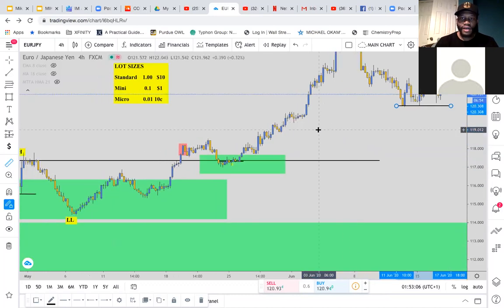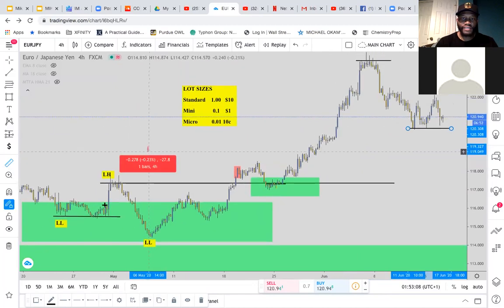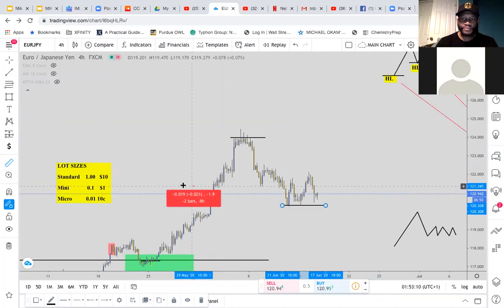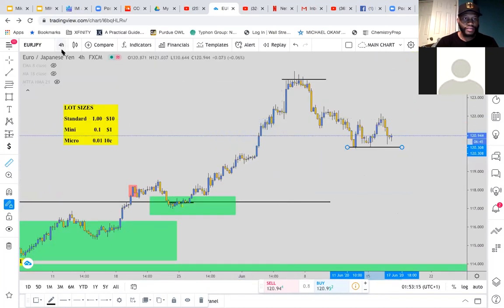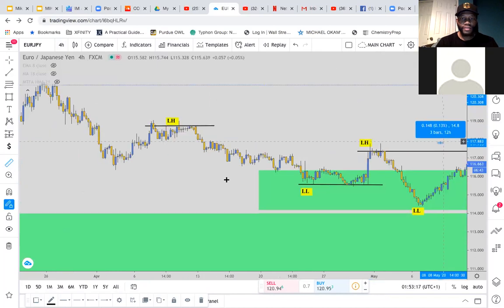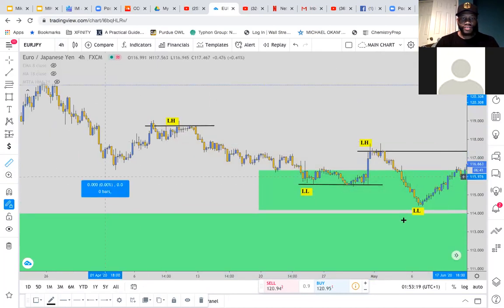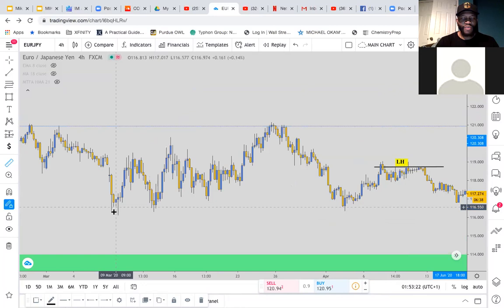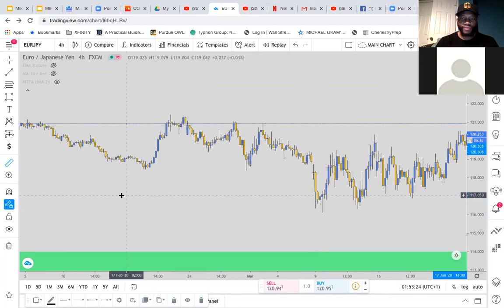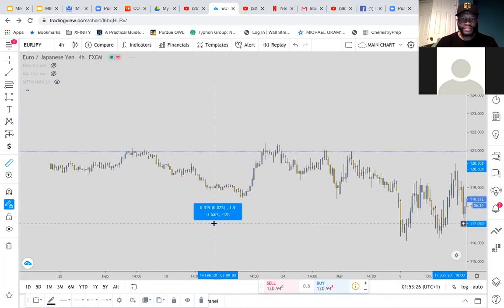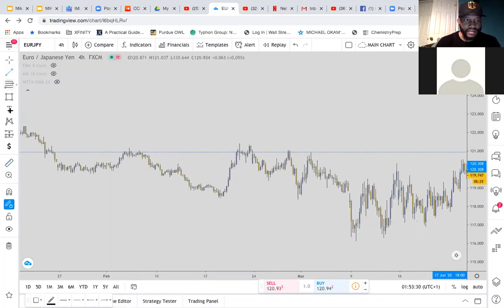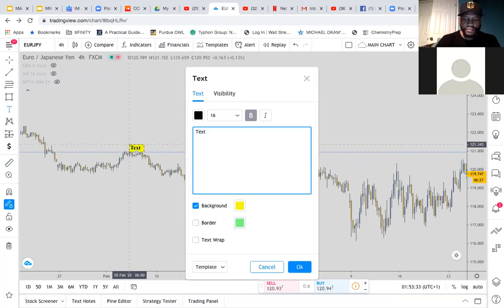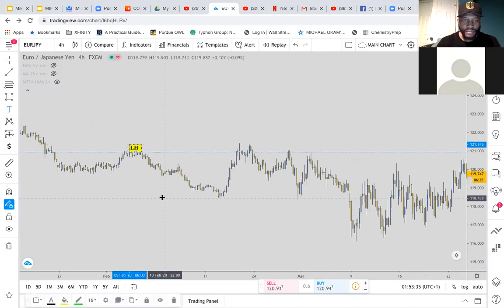Now, I'm not going to get into the whole Fibonacci. I have videos for that, but I want to show you something else. Let's do some more market structure. Market structure is very critical because now we know where we're at in the market, and we know how to be patient. We're at a lower high. Lower high. Lower high.